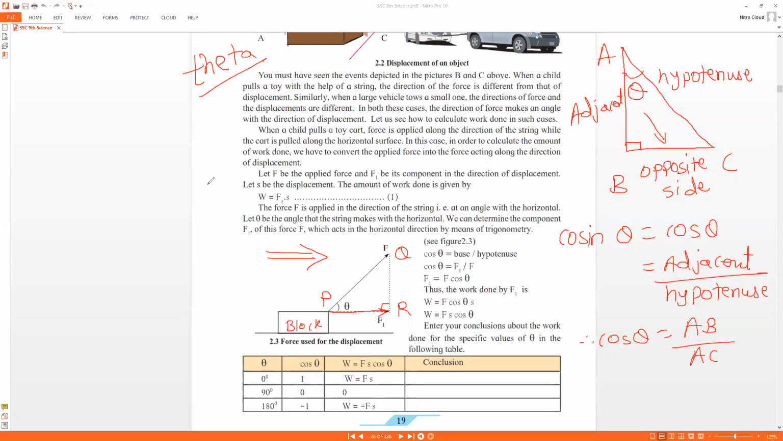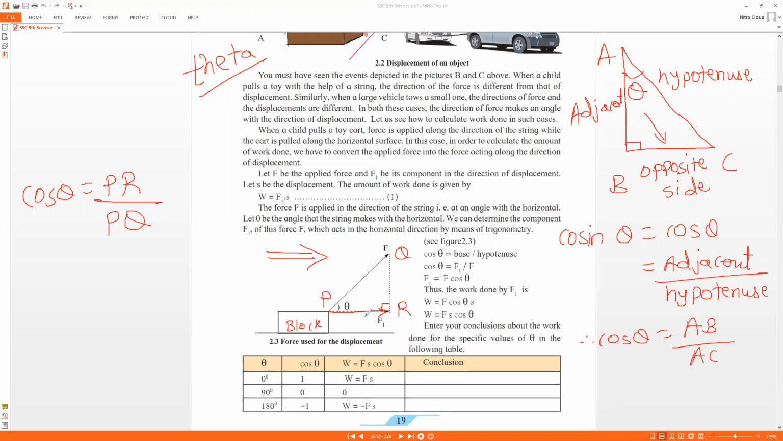The force in the horizontal direction is F1. Now I told you about cos theta, imagine it. Tell me, in this what will be cos theta? Adjacent upon hypotenuse. That is the formula of cos theta. Now in this triangle, what is adjacent to theta? PR. Very good. And what is the hypotenuse? PQ. Correct.